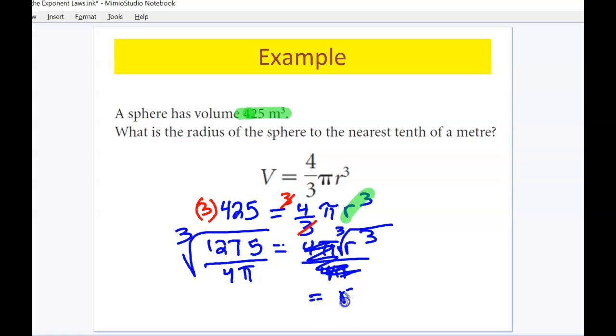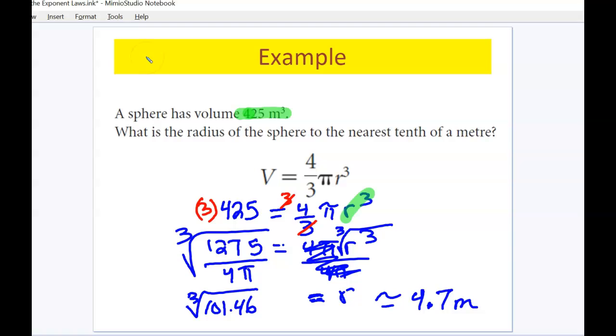So the cube root of r cubed is r. Now, when you evaluate this on the right-hand side, I would suggest you go 1275 divided by, and then in brackets, 4 times pi. Close your bracket, and you should get, under the root sign, a radicand of 101.46. So this really is the cube root of 101.46. And if you take the cube root of that, it works out to be approximately 4.7 meters if we go to 1 decimal place.